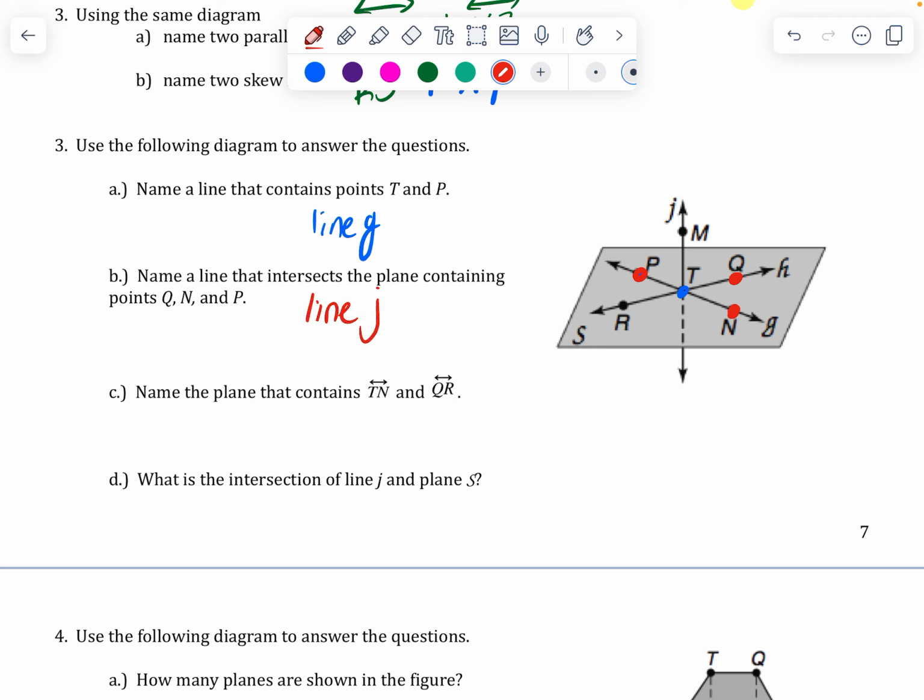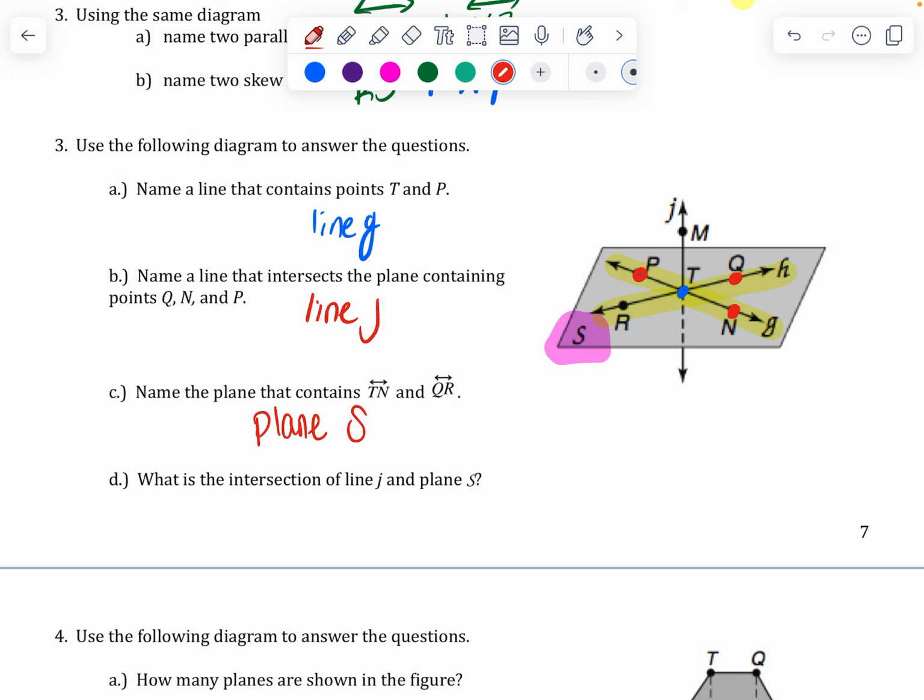So this line right here, notice it's dashed, that means it's under the plane, the second half of it. Name the plane that contains TN and RQ. So TN is this line here, and then RQ is this line right here. So the plane, we would use the capital letter in the corner to name that. So it'd be called plane S. Or you can label it using those points, plane TNQ, with 3 points to name a plane.